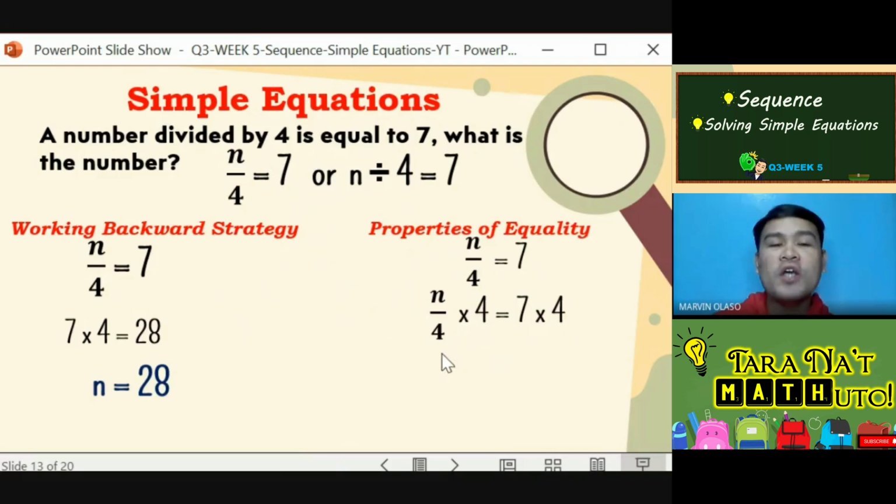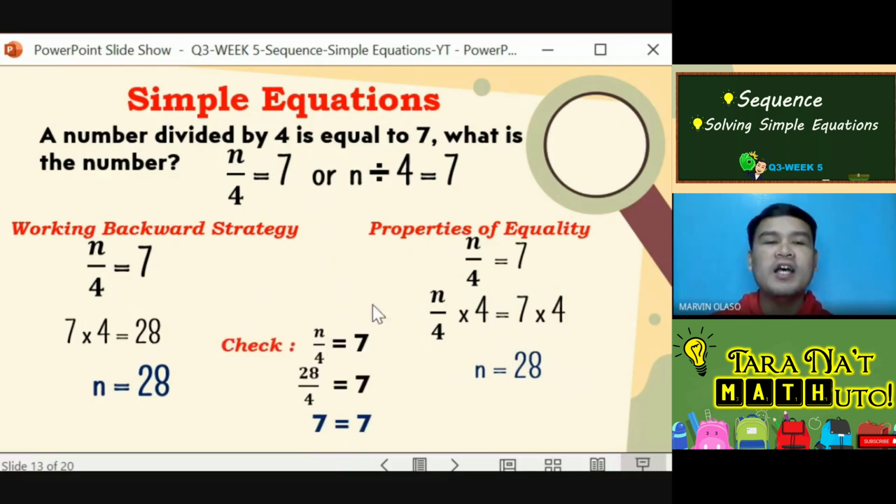Ayan. Now, as you notice, di ba, the cancellation method, pag kinancel natin yung 4 over 4, that means 1. So, matitira na dyan yung n. Kapag multiply naman natin yung 7 times 4, we have 28. Therefore, n equals 28. Ngayon, to check, let's use n over 4 or n divided by 4 equals 7.